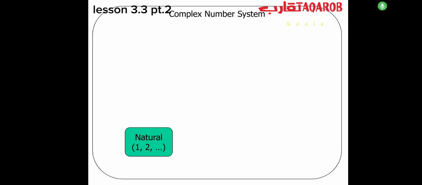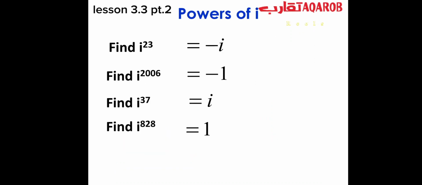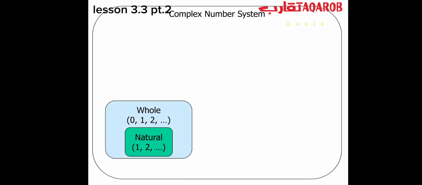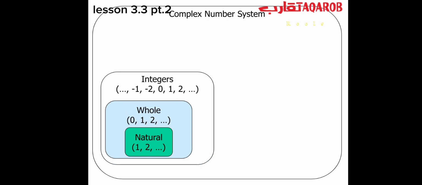It's very important, before we finish the lesson, to understand the complex number system. Now, we used to deal with real numbers. We said that we have natural numbers starting from 1. Natural numbers are part of the whole numbers, which start from 0, 1, 2, 3. Then I have the integers, which have the negative numbers, 0, and positive numbers.